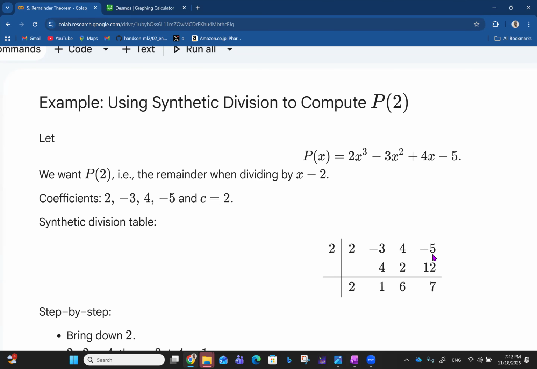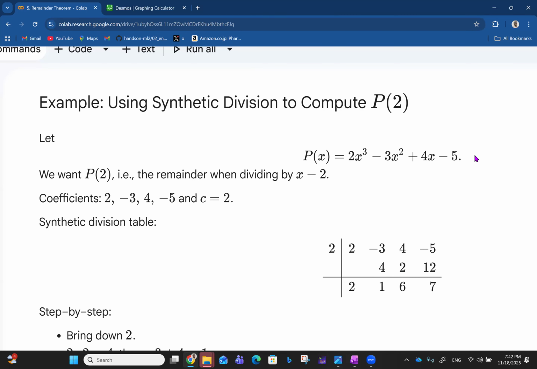So now you have these coefficients. First, this 2 drops down. Then 2 times 2 is 4, so the 4 goes under the next coefficient. Minus 3 plus 4 is 1. What do you do next? 2 times 1 is 2, so this 2 goes under the next coefficient. 4 plus 2 is 6. Next, 2 times 6 is 12. Minus 5 plus 12 is 7. So this 7 is your remainder.